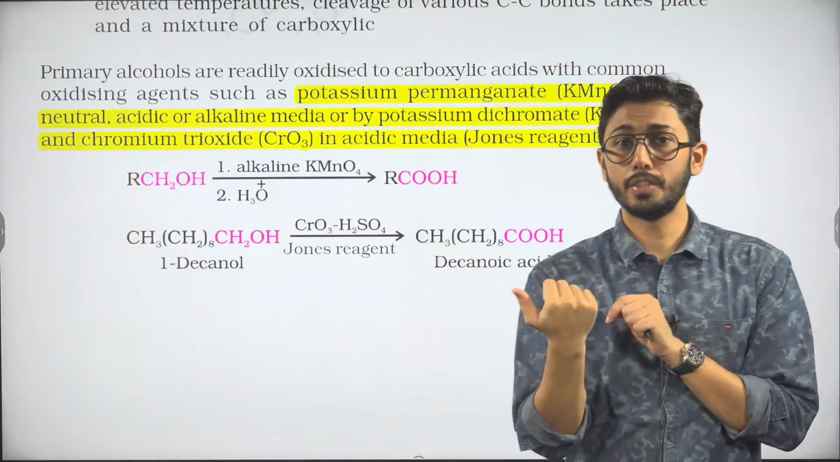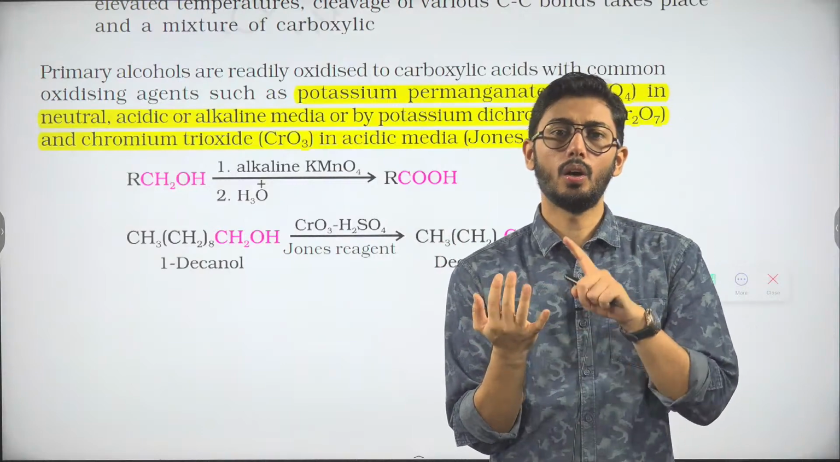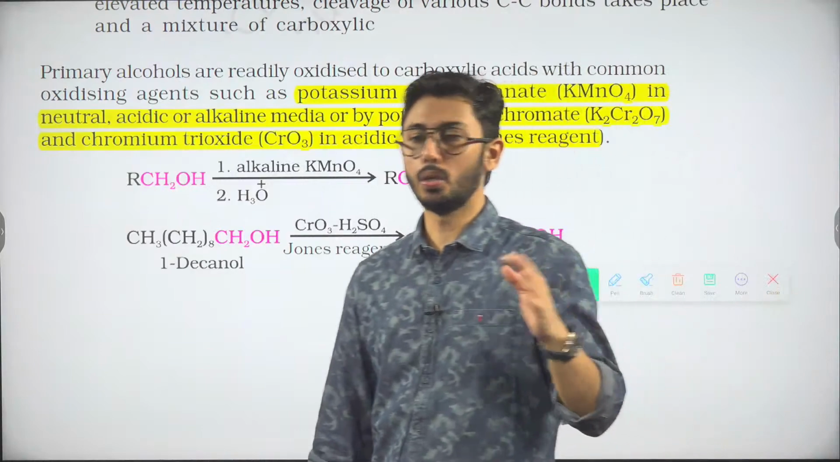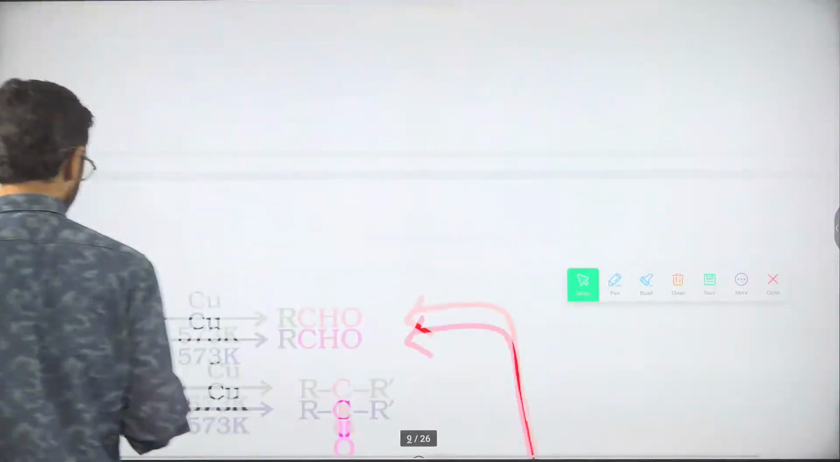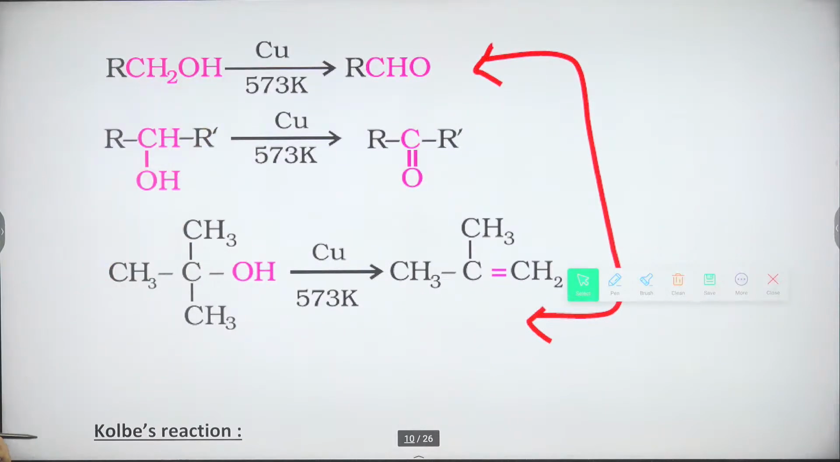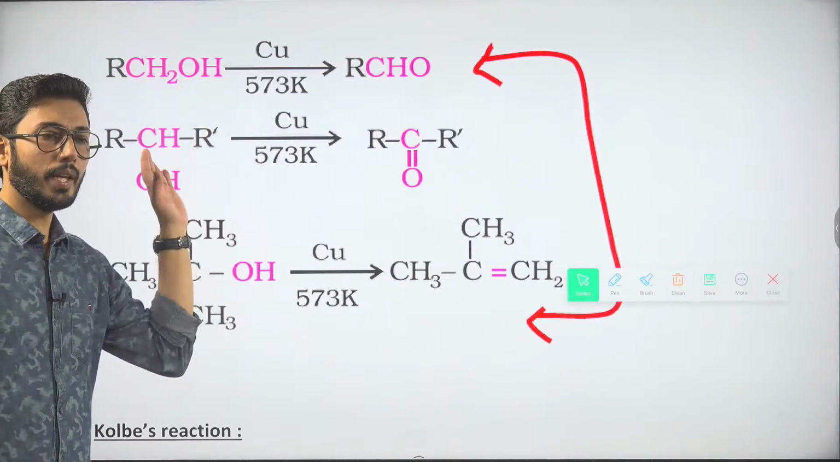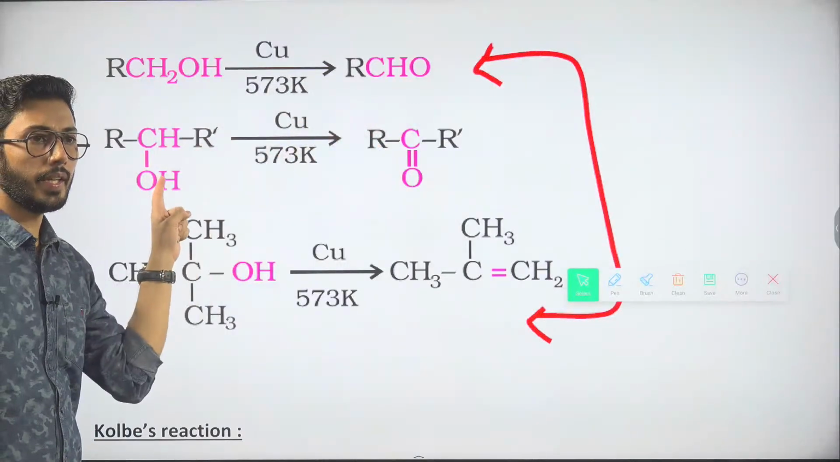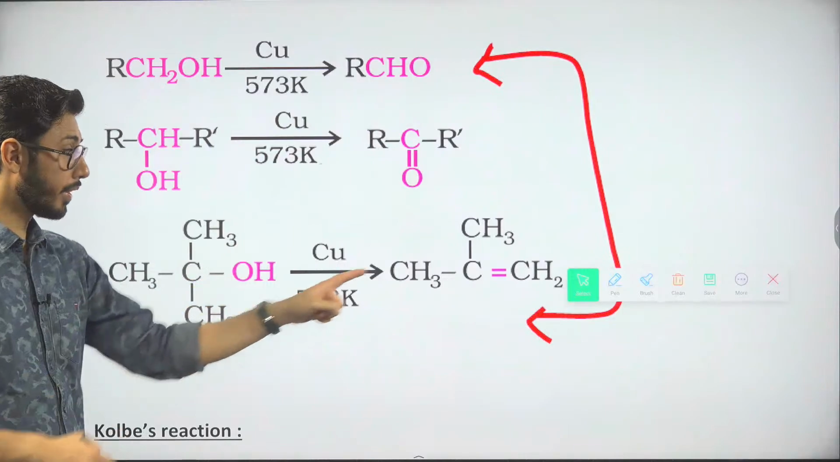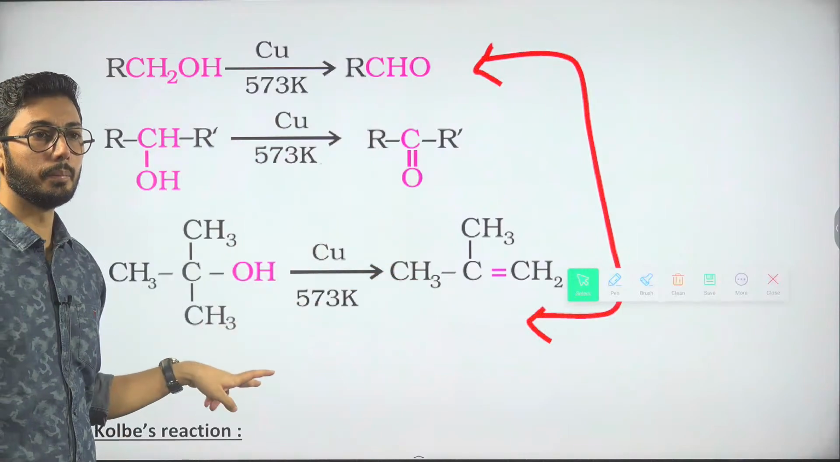Second set of reagent, which one? PCC or CrO3. They convert primary alcohol to aldehyde and secondary alcohol to ketone. Now the third reagent, copper with heat. Slight difference. Primary alcohol gives aldehyde, secondary alcohol gives ketone, and tertiary alcohol also reacts to give the Saytzeff alkene as the major product.